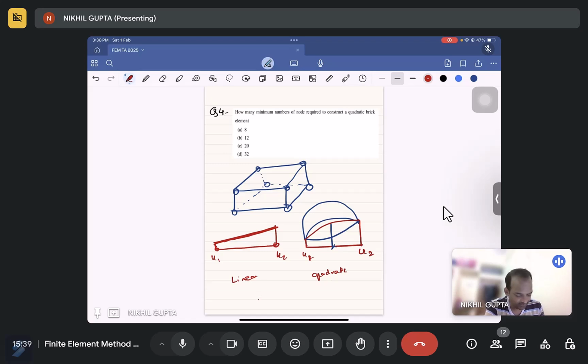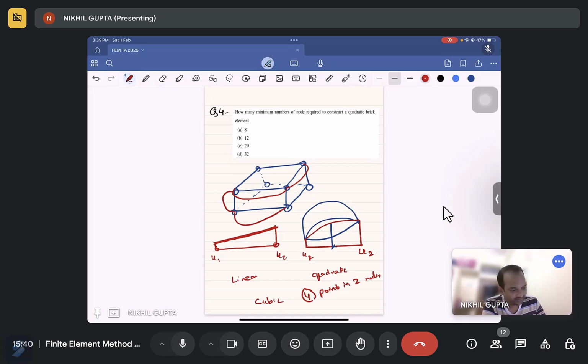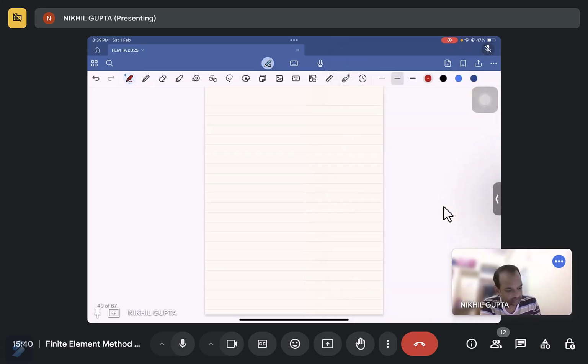Let's say we have a cubic element, then we require 4 points in 2 nodes. Now let's come back to this question. Since this is a quadratic brick element, here it will be parabolic, here it will be parabolic, here it will be parabolic, here it will be parabolic.